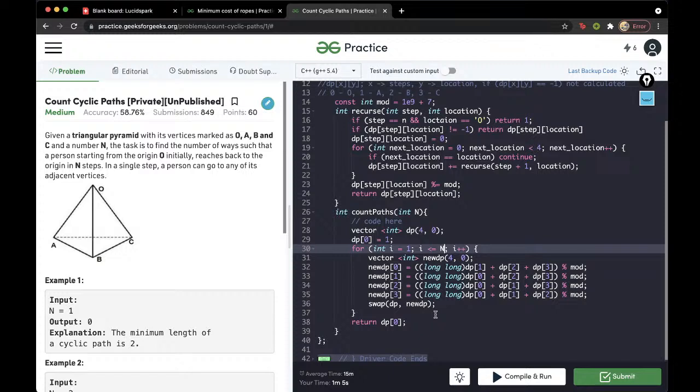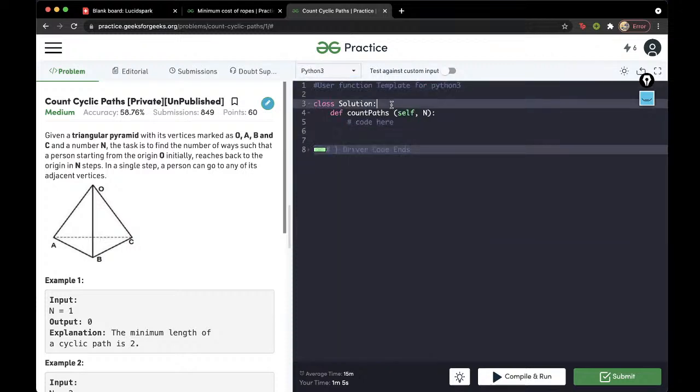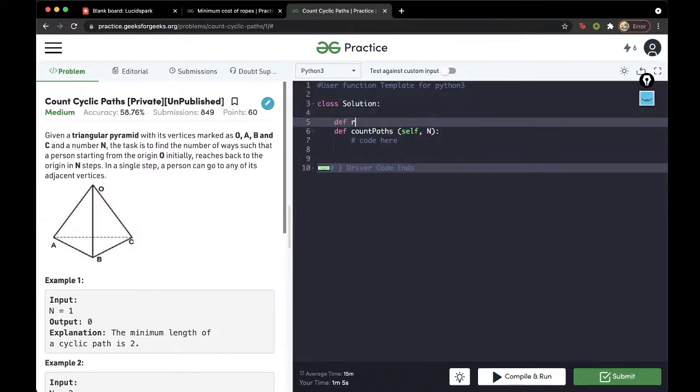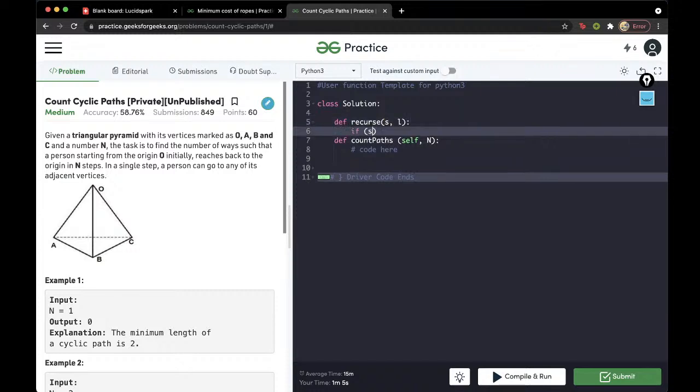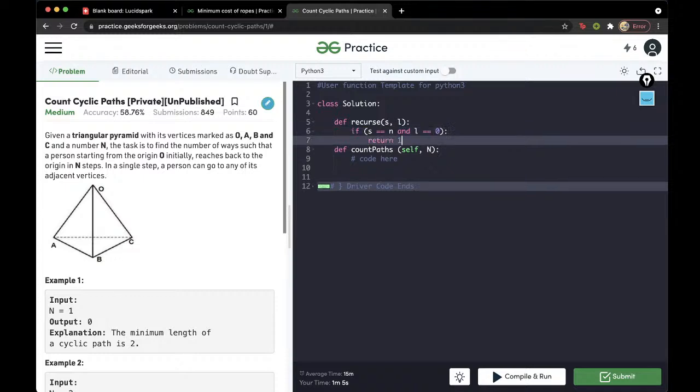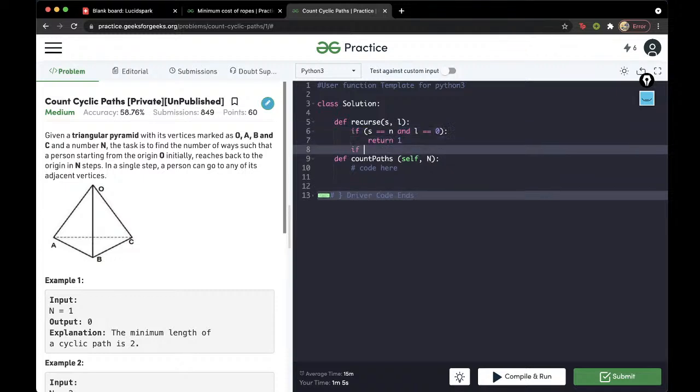Right, okay, so someone asked me to code in Python as well. For everyone who's coding in Python, this is the same way you define the two things, s and l, which is steps and location. If steps equal n and location equal 0, return 1. If dp of s of l is not equal to minus 1, return it.